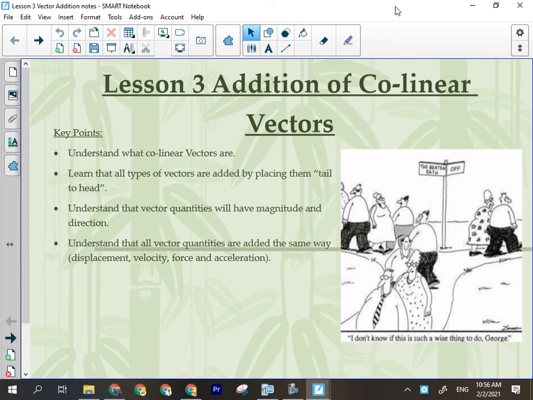So if it asks me, here's a force and here's a force, add them together, my resultant will be in newtons instead of in meters if they were displacement vectors and so on. But they're all added exactly the same way. Draw them tail to head, add them together, and you get your answer. All right, questions on that so far?